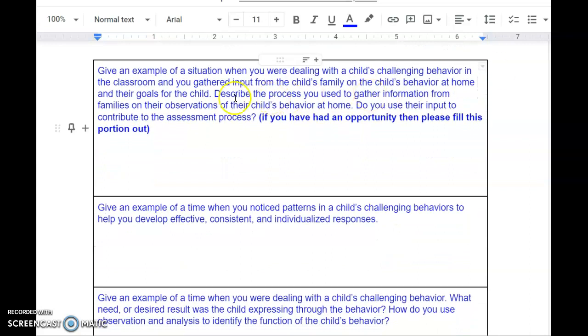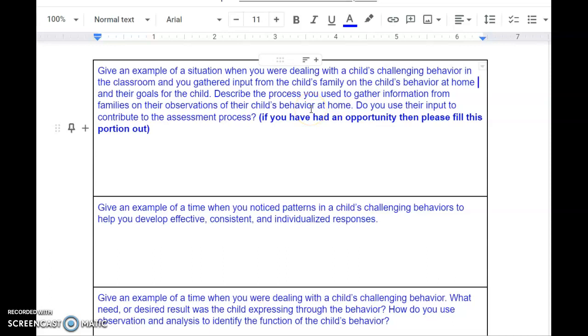Okay, so first question, give an example of a situation when you were dealing with a child's challenging behavior in the classroom and you gathered input from the child's family on the behavior. So spend some time talking about what you went through with that process. How did you do it?